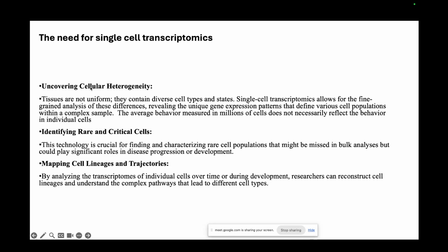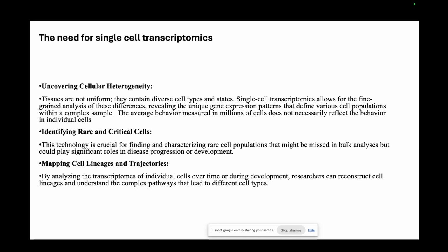So again, why do we need this? Because tissues are not uniform, they contain diverse cell types and states. Single cell transcriptomics allows for fine-grained analysis of these differences, revealing the unique gene expression patterns that define various cell populations within a complex sample. The average behavior measured in millions of cells does not necessarily reflect the behavior in individual cells.